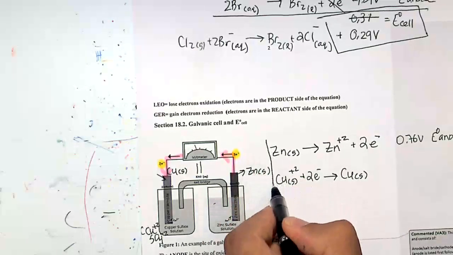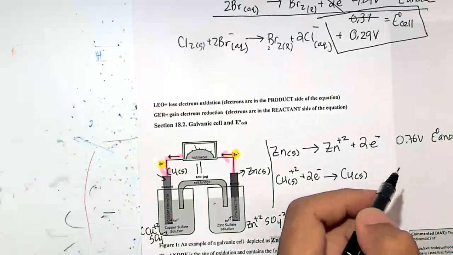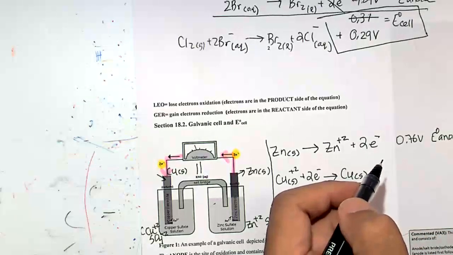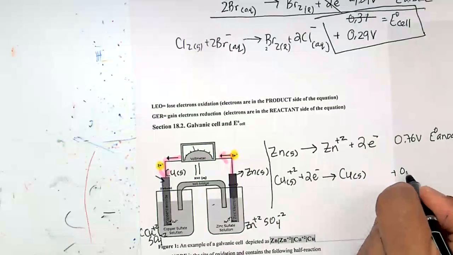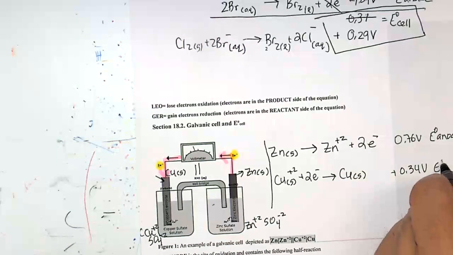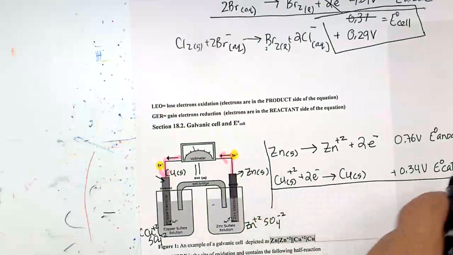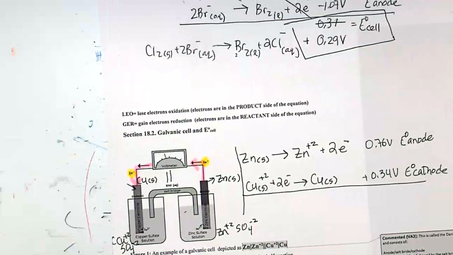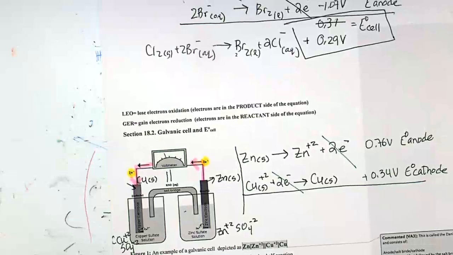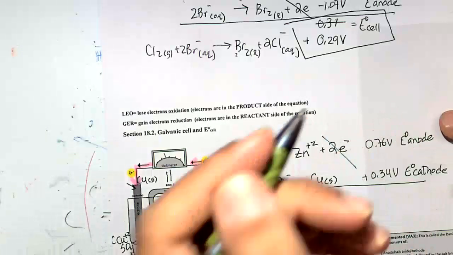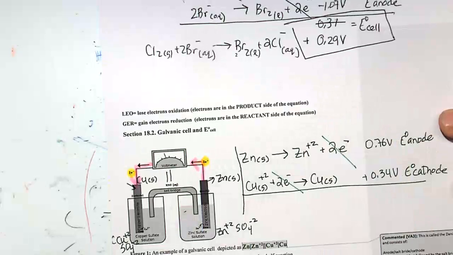Okay, is this the anode or cathode? This is the cathode, and what voltage do you guys see here? Copper solid, 0.34 volts. This is the cathode. Okay, how many electrons are being transferred? Okay, this is a 2 electron transfer reaction.